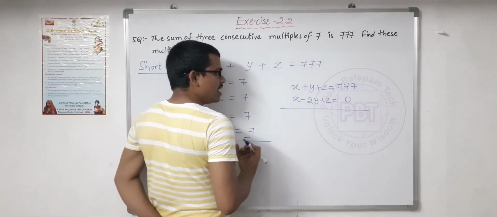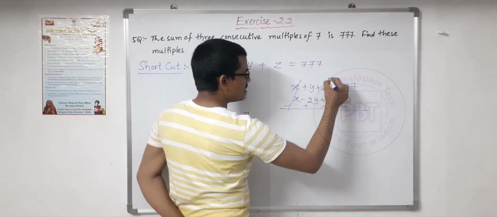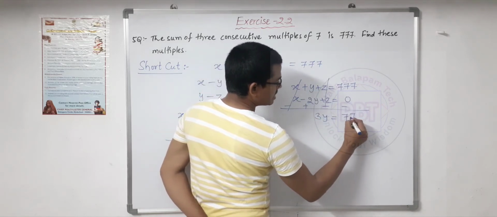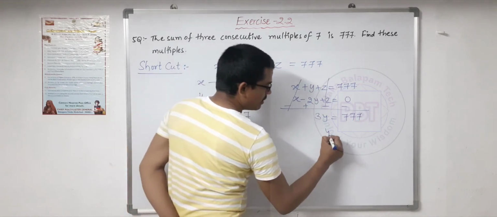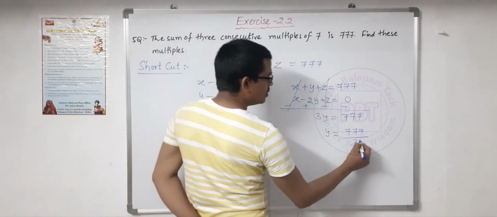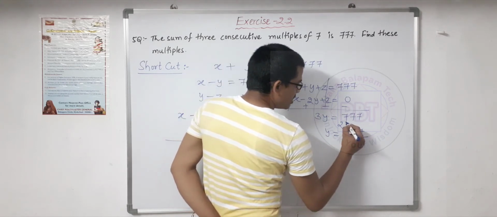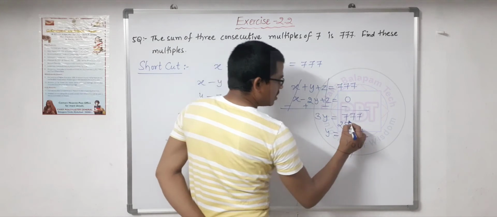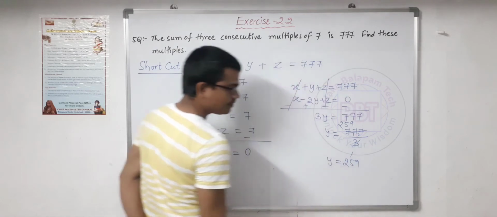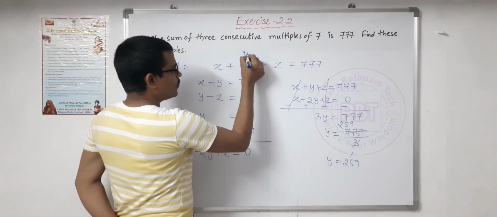So I am going to subtract. These two get cancelled, these two get cancelled. Plus 2y plus y is plus 3y equal to 777 minus 0, which is 777. Now y equal to 777 by 3. In the 3 table, 3 ones are 3, 3 twos are 6, 1 is the remainder, 3 fives are 15, 2 is the remainder, 3 nines are 27. So y value is 259. So y is the middle number, which is 259.